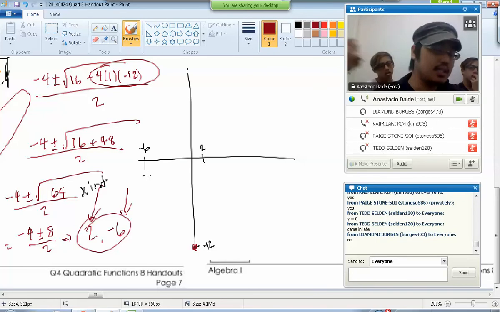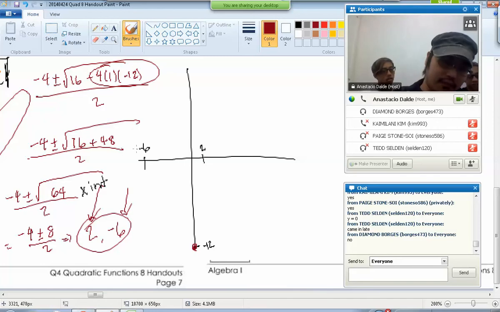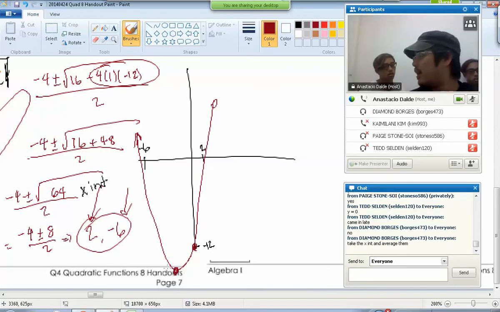What does this graph look like? Is it a happy parabola or a sad parabola? Happy. It feels like a room without a roof. So you've got yourself a happy parabola. It crosses at negative 12. So where's the vertex? It's right down here. How do we find that?